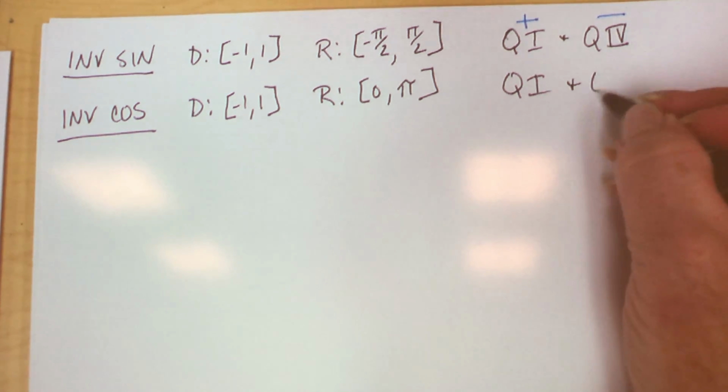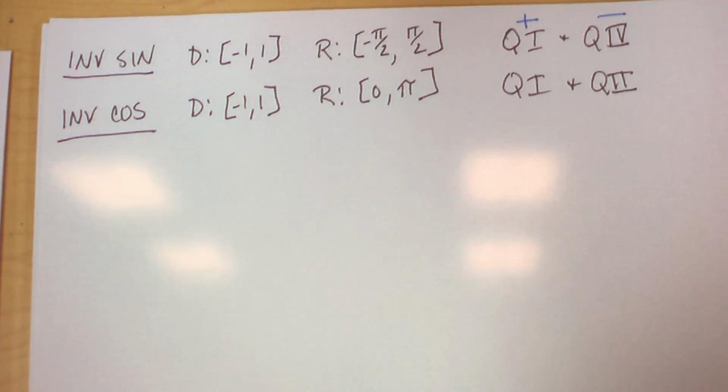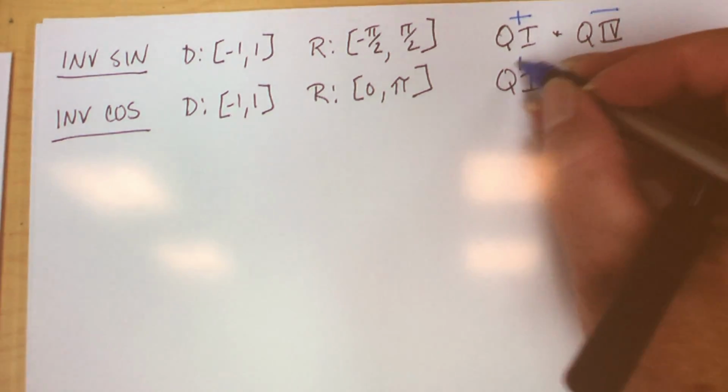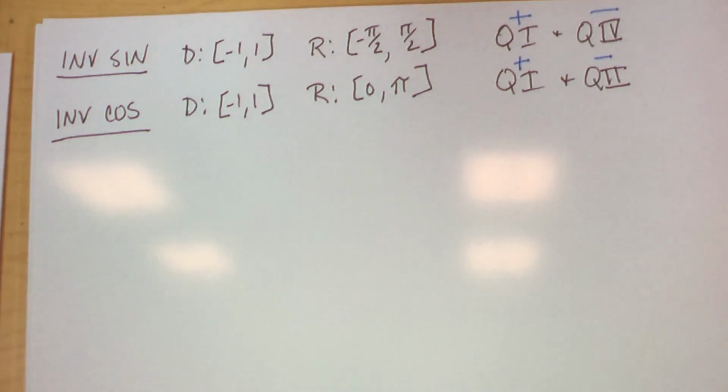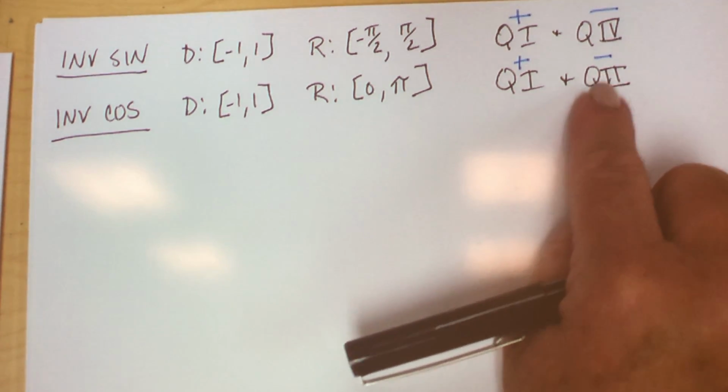1 and 2. Which one's the scary one? 2. Okay? Because this one is positive and this one's negative. Why is this one scary? Because you just can't slap a negative on it. No. You have to place it in the second quadrant.